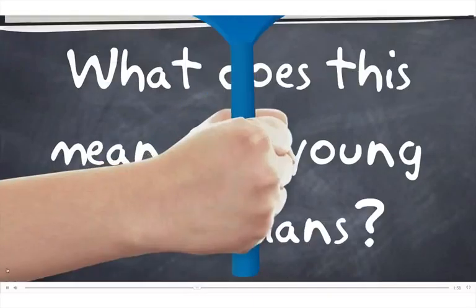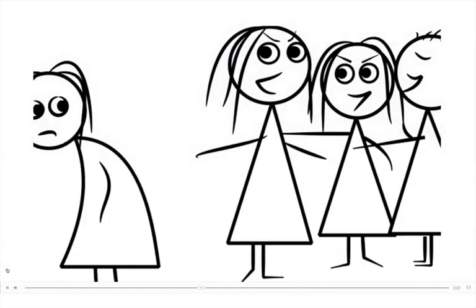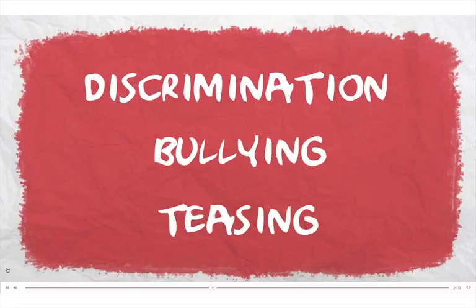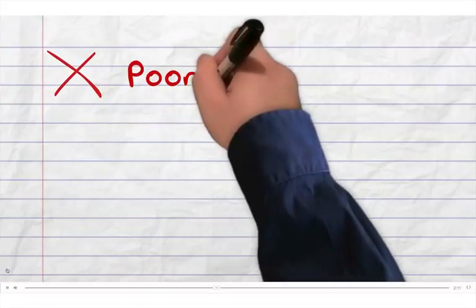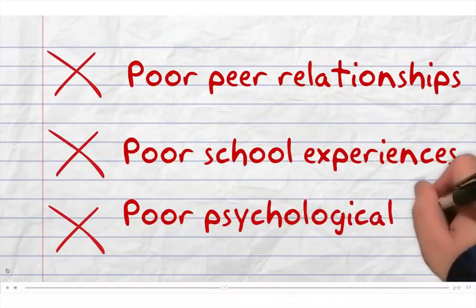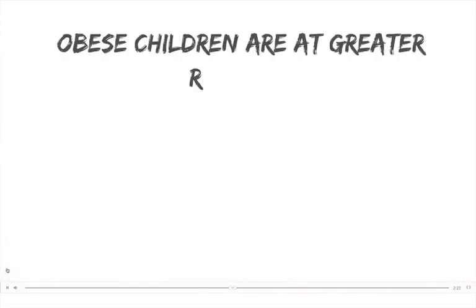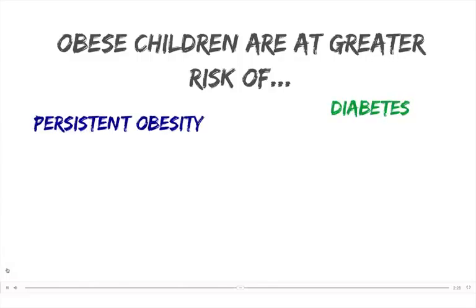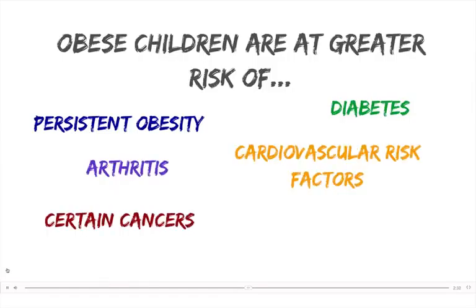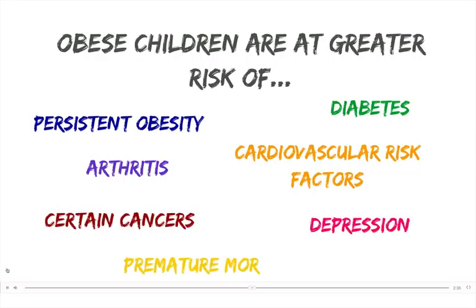So what does this mean for young Australians? Sawyer, Miller Lewis, Guy and Wake 2006 found that overweight and obese children frequently experience discrimination, bullying and teasing by their peers. This may contribute to poor peer relationships, poor school experiences, and poor psychological well-being. As highlighted by Riley and Wilson 2006, in the long term, obese children are at greater risk of persistent obesity, diabetes, arthritis, cardiovascular risk factors, certain cancers, depression, and premature mortality.